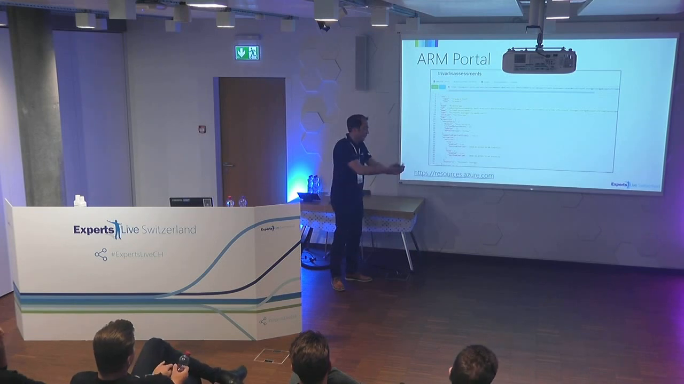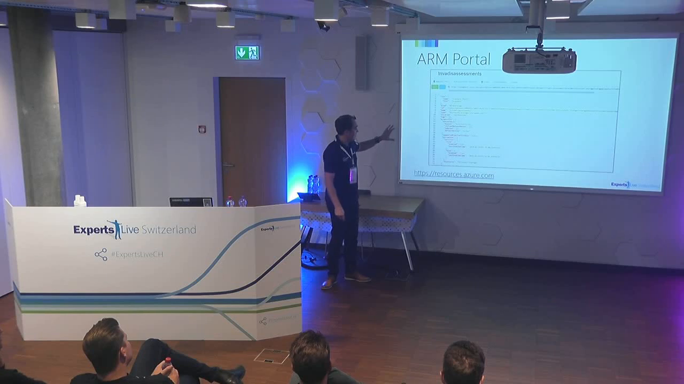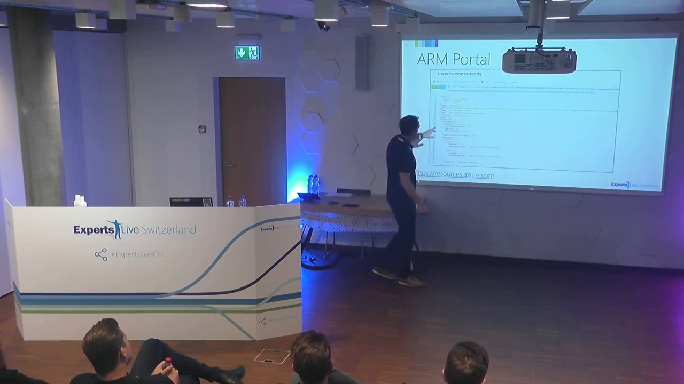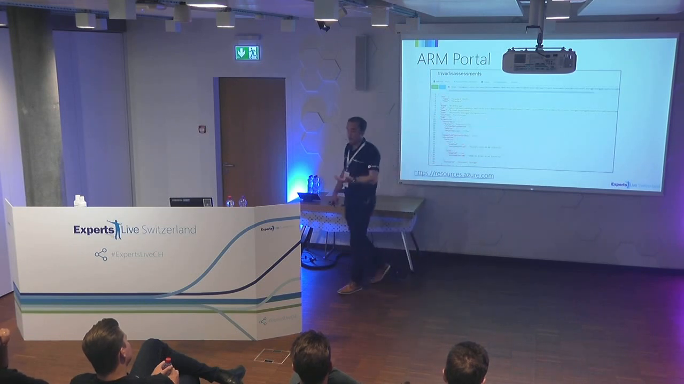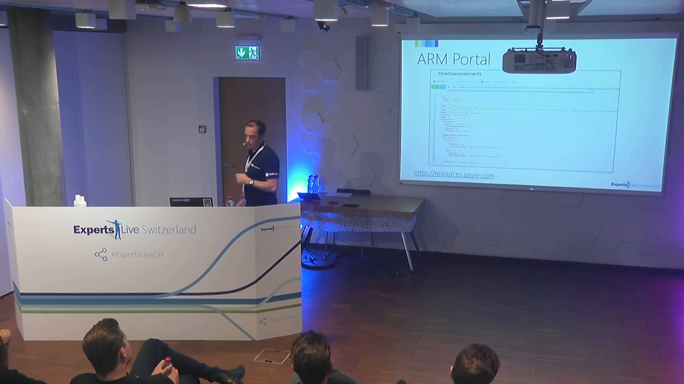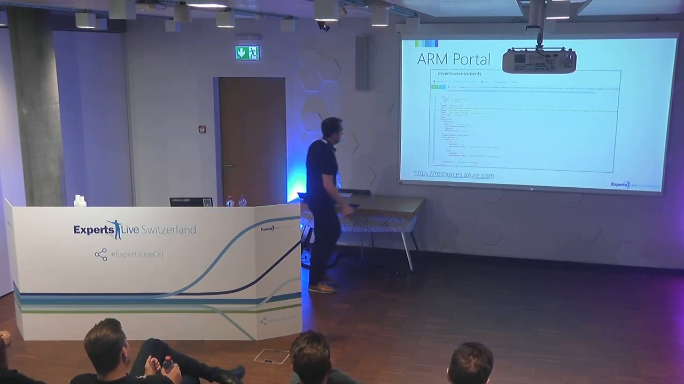The portal interprets this data and shows it to you graphically. Here you can see it on a text basis. If you need to find out what the resource ID of my blob storage is, for example, you can find it here. If you need to make a deployment where you need to reference the blob storage, for example. And you see the tabs over here.